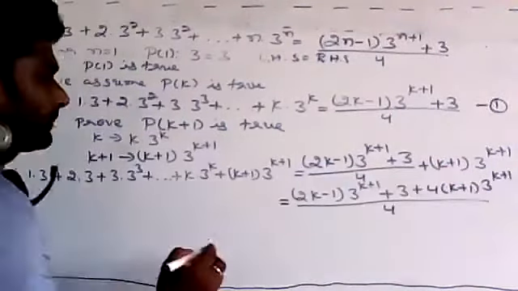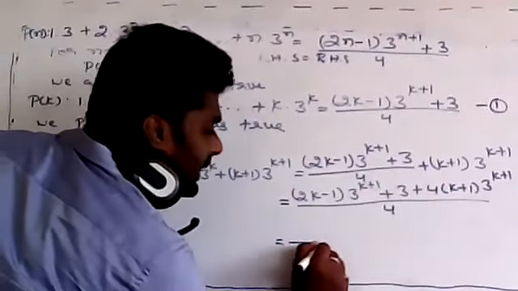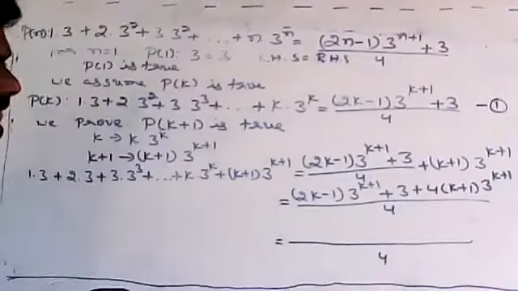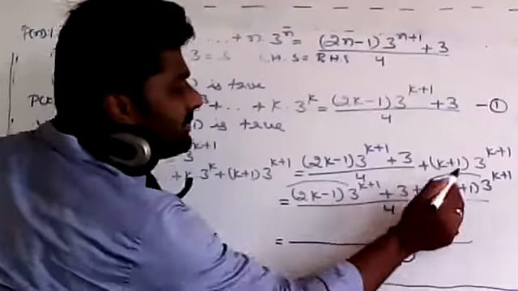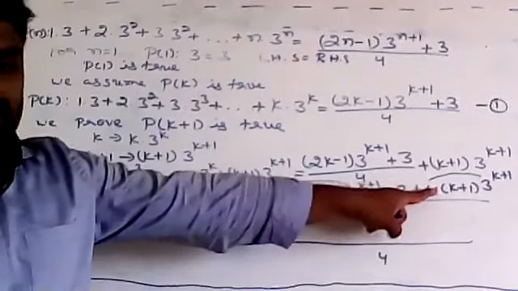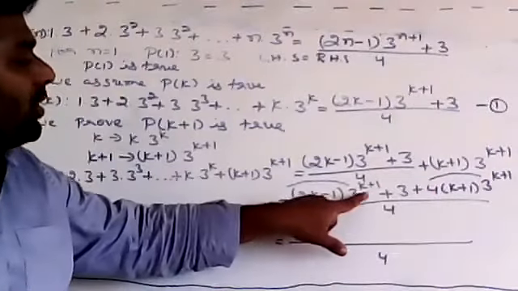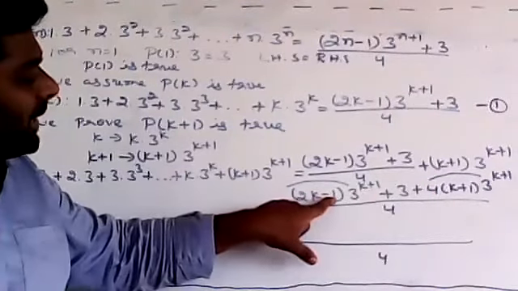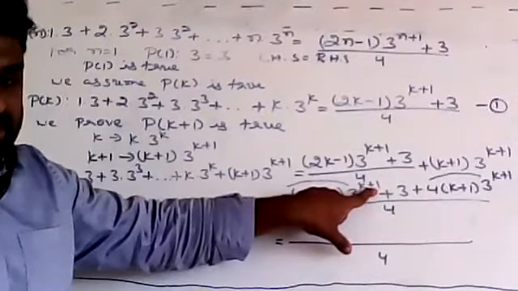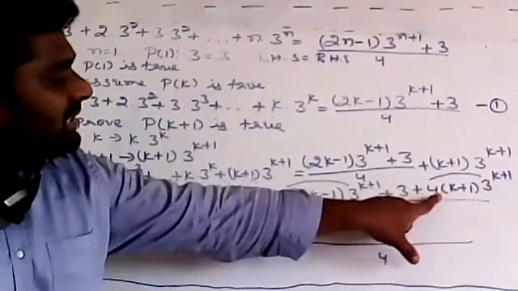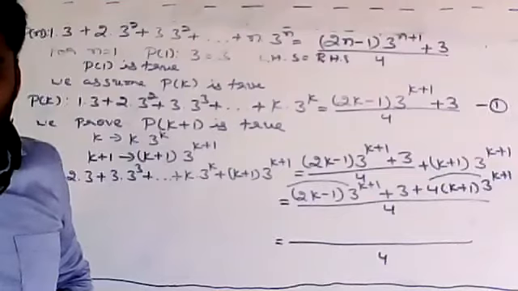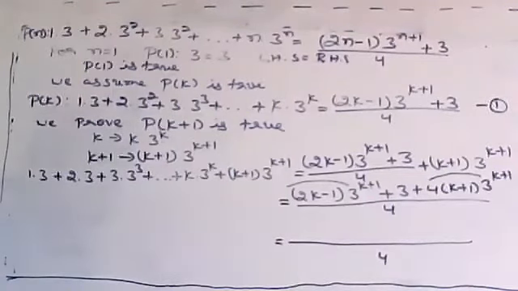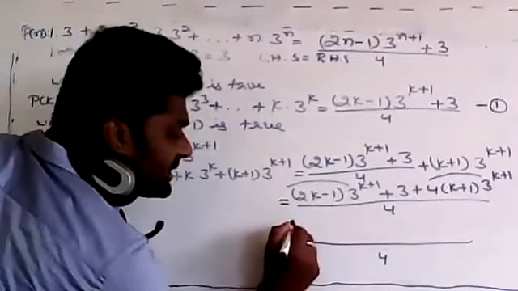Next step. In the next step, divided by 4 I'm writing, this 3 I'm writing outside. In this two terms, the first term and the last term, what should be common in these two? See here, 2k minus 1 into 3 to the power of k plus 1 is there, and plus 3, plus in the last term, 4 times k plus 1 into 3 to the power of k plus 1 is there. Correct or not? So what do we have to take common? 3 to the power of k plus 1. Just listen to this one. 3 to the power of k plus 1 I'm going to take common.